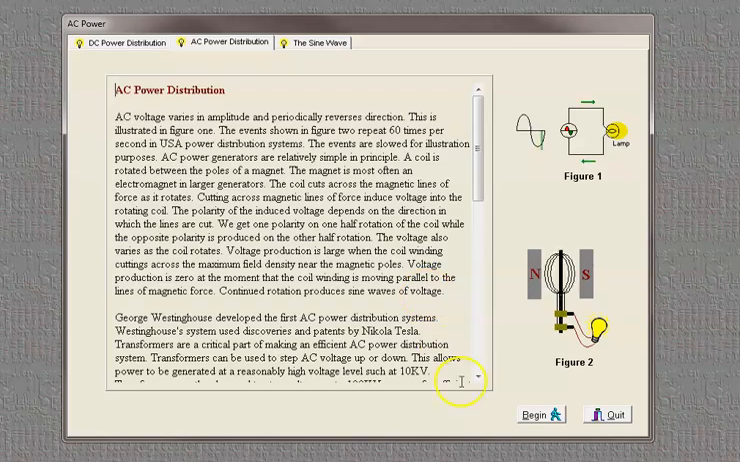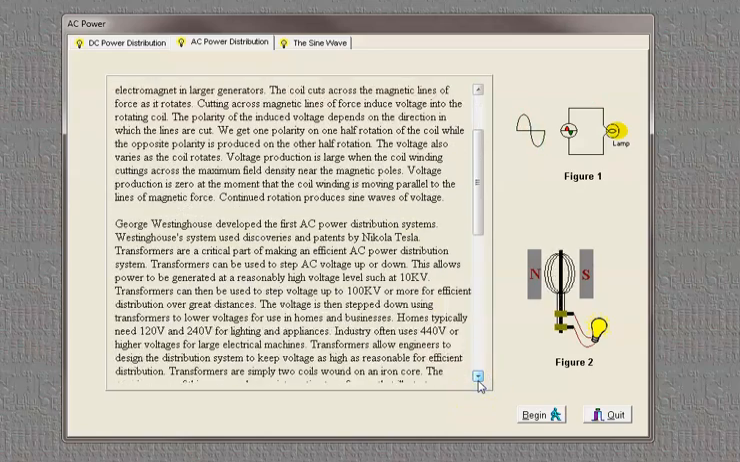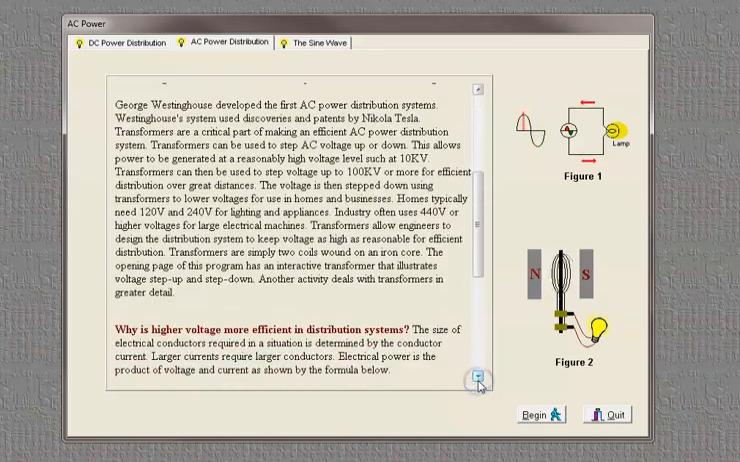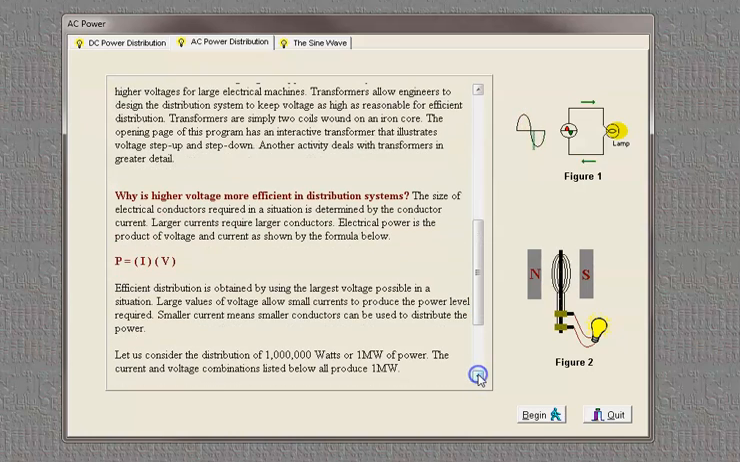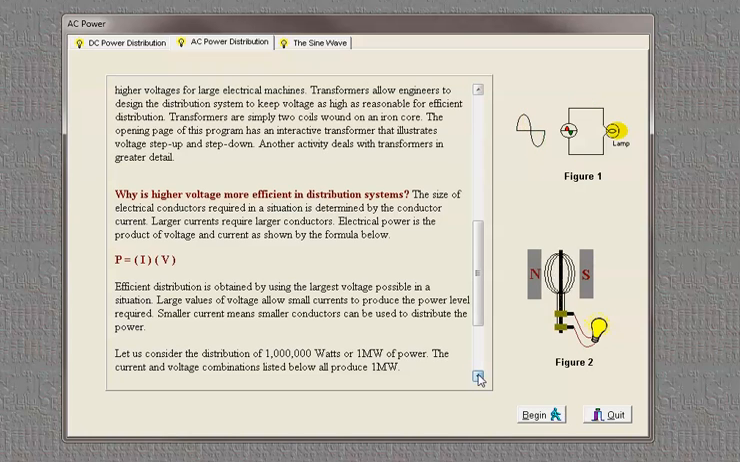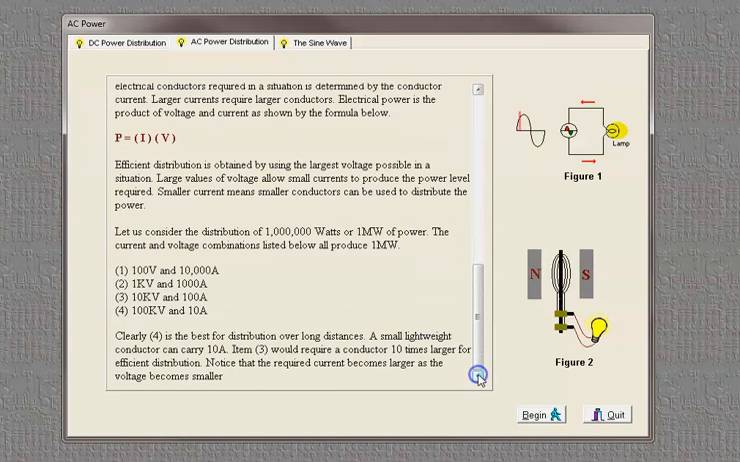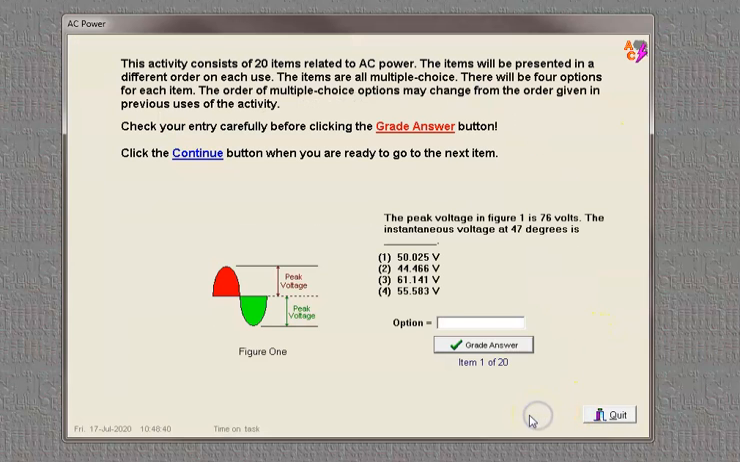When it comes to power distribution, it talks about a little bit of history, talks about the relative efficiency of higher voltages versus higher currents, and gives some examples of these things. So let's go ahead and get started, shall we? So we'll click on begin, and we see the first one.